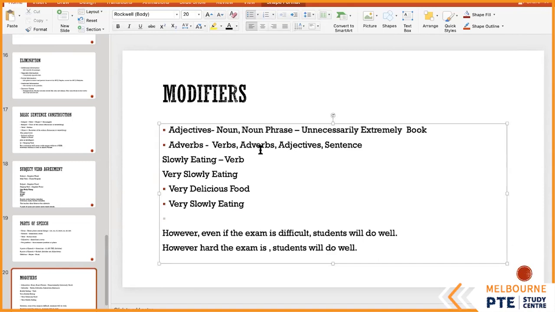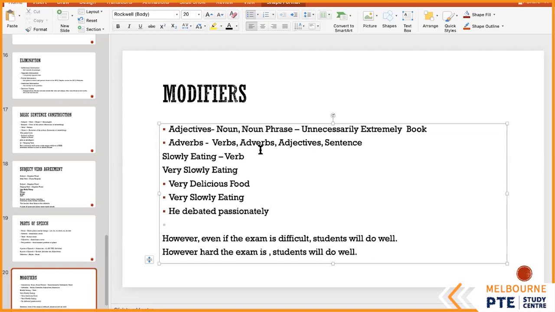Now, let's break a few things down. Okay, I want you guys to tell me, what is this? What part of speech is this? Verb. What is this? Adverb. What is this adverb doing? Modifying the verb. Which verb? Debated. Good.